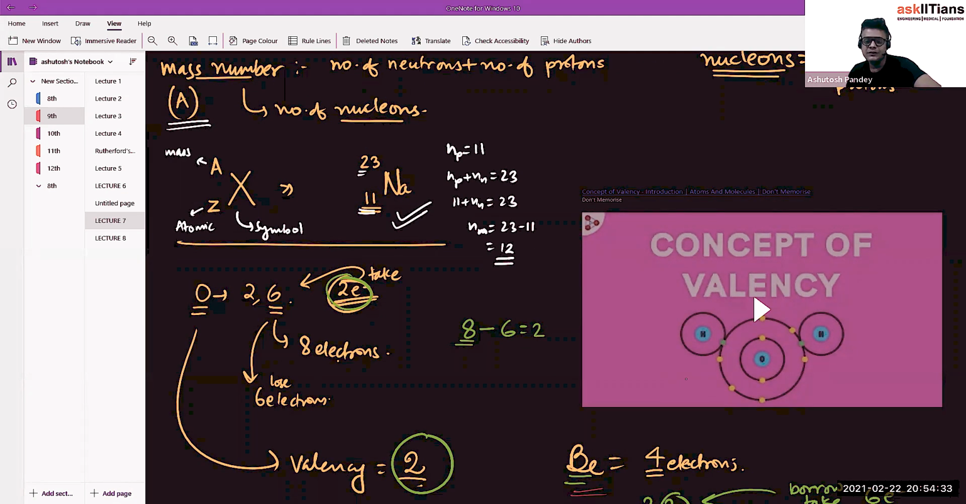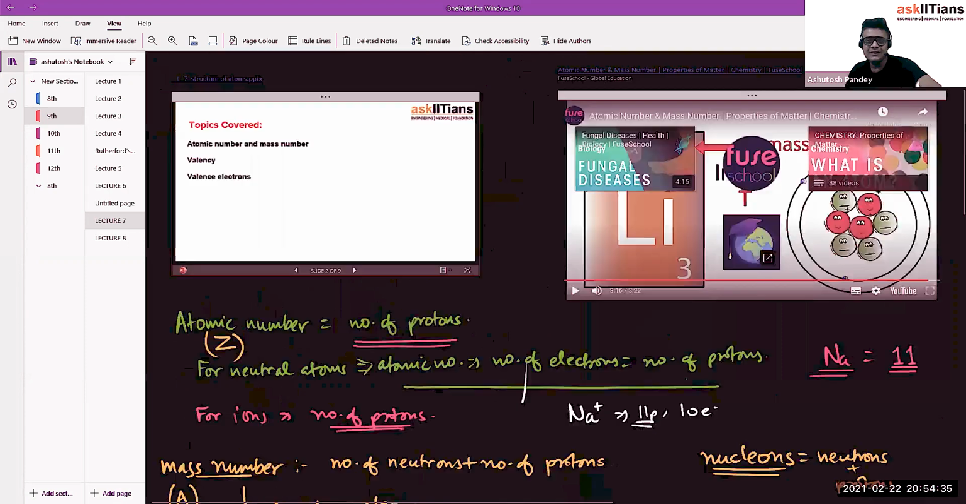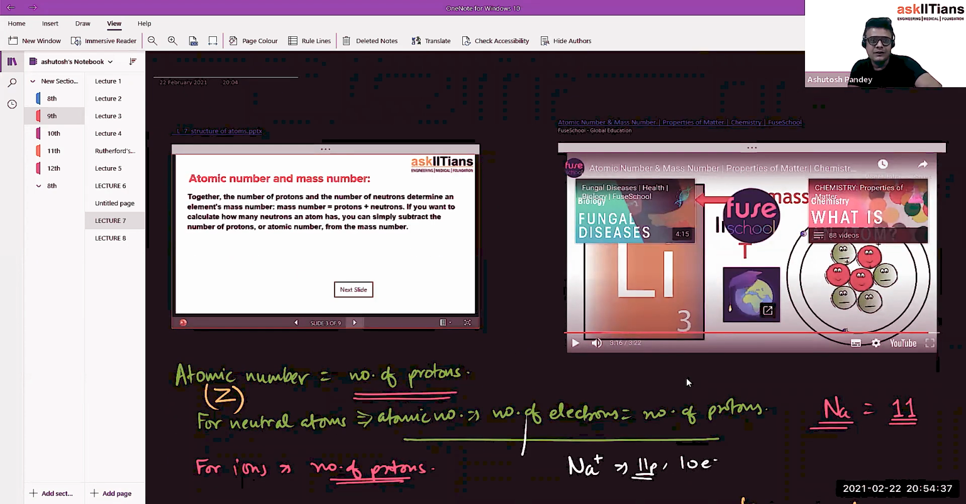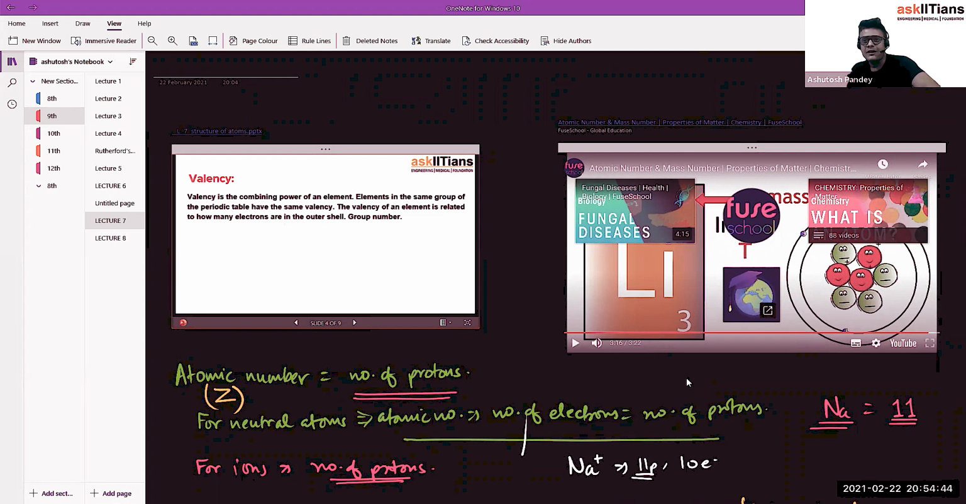What is this valency? Valency is actually the combining power of an element, its combining capacity. Valency defines how an atom is going to combine with other atoms, and that's why it is very important.